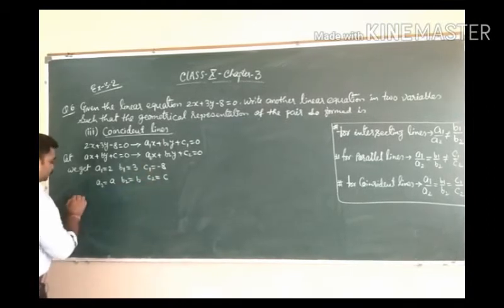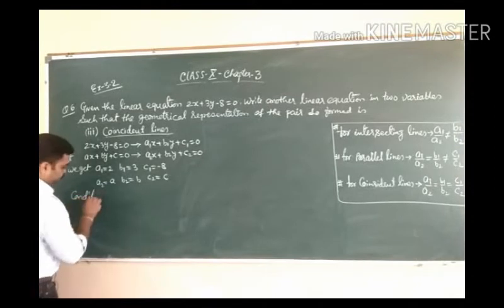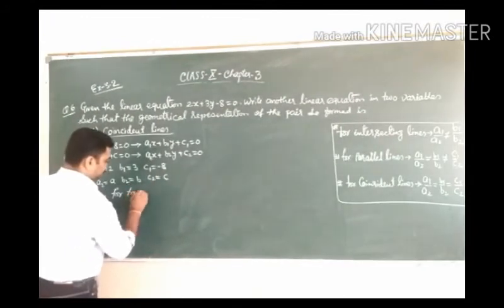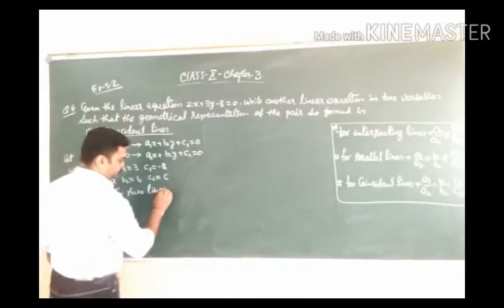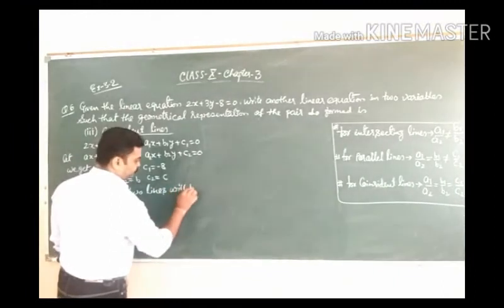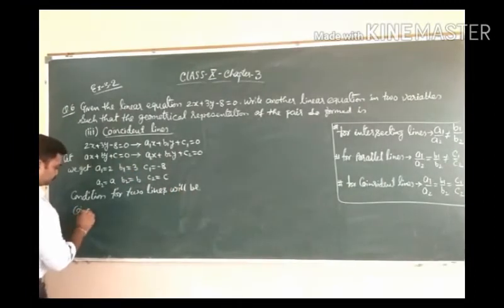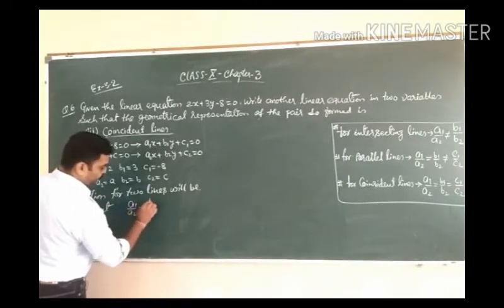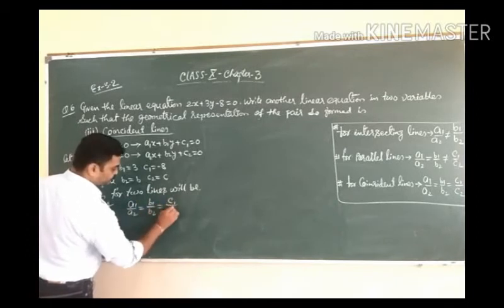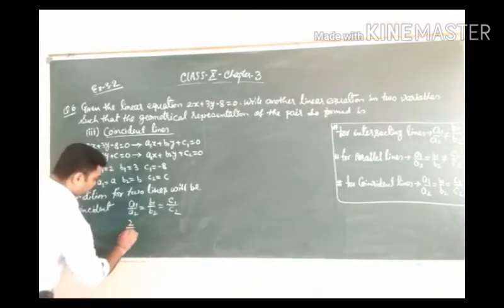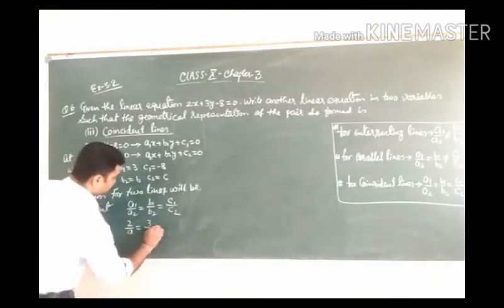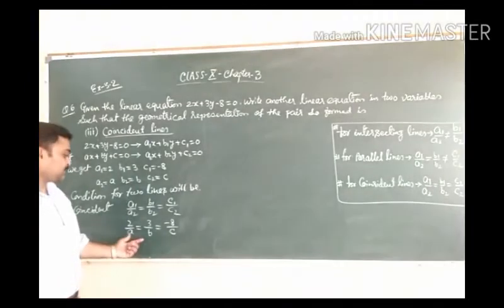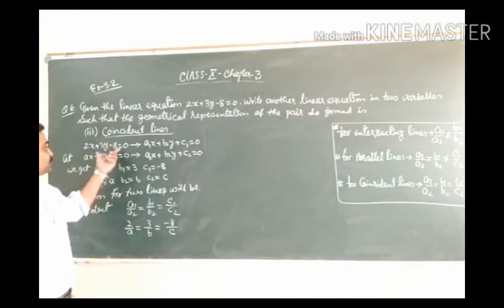Now the condition for two lines to be coincident: a1 upon a2 is equal to b1 upon b2 is equal to c1 upon c2. Here a1, that is 2 upon a, is equal to 3 upon b is equal to minus 8 upon c. So students, you can take the values of a, b, c as a multiple of equation number 1.